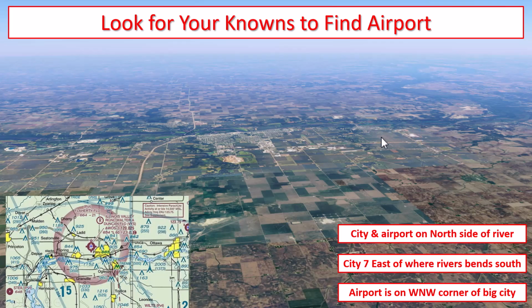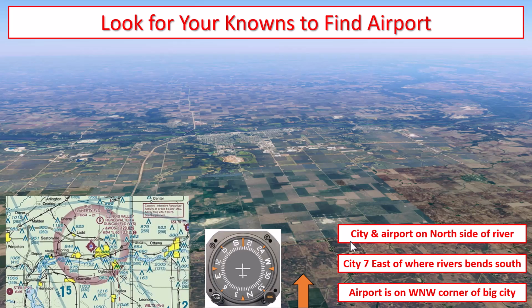I'm not 100% sure. But I do know the city I'm looking for is a big one. And these are smaller ones around here too, right? So I'm looking for a big city, and this looks like it could be a big city. But if I wasn't sure and I thought maybe this could be the city, we're coming from the north, remember? We're flying this direction. Instead of just looking at the city and the airport on the north side of the river, now I want to look at the city 7 miles east of where the river bends south.